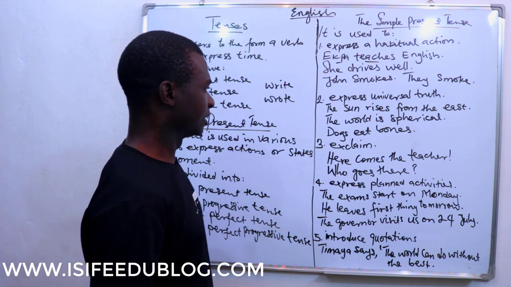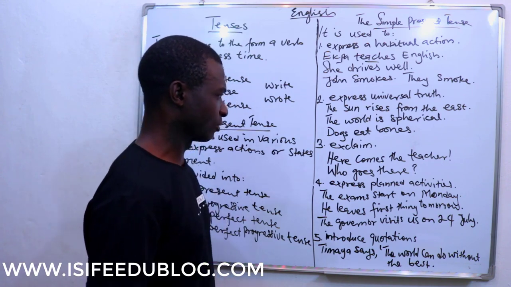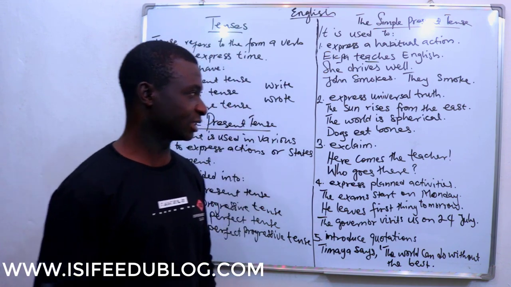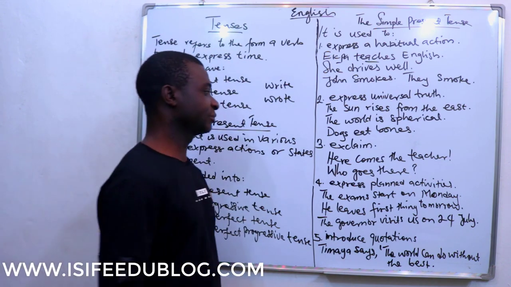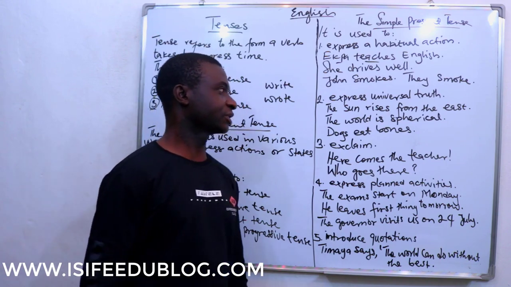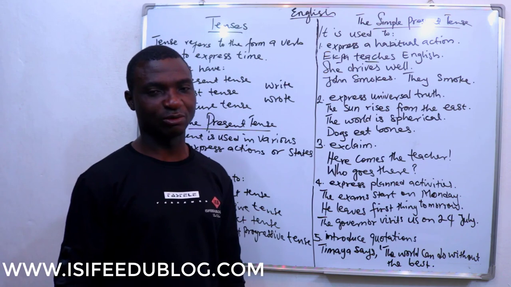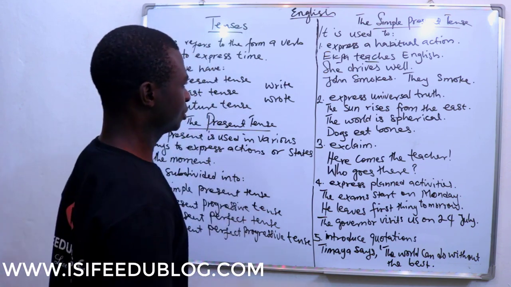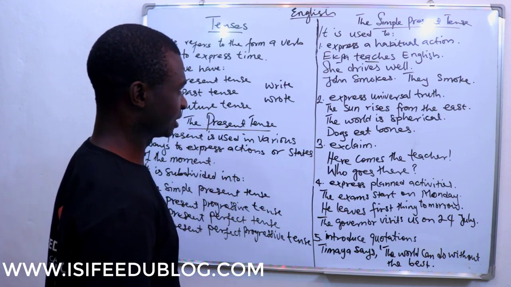The world is spherical, proven to be so. The world is a globe shape. Okay? Dogs eat bones. These are truths anywhere in the world. So, that's one thing we do with the simple present tense.